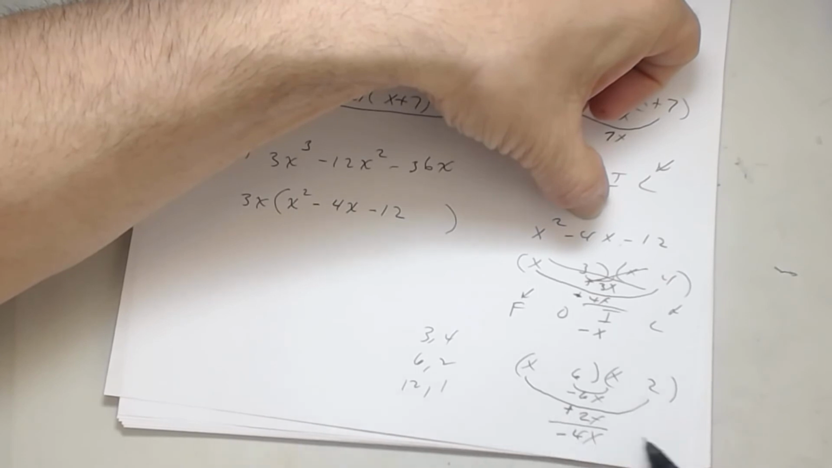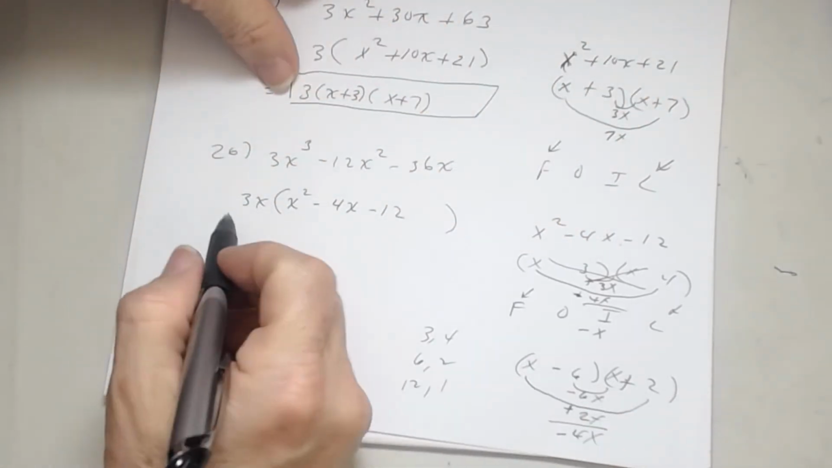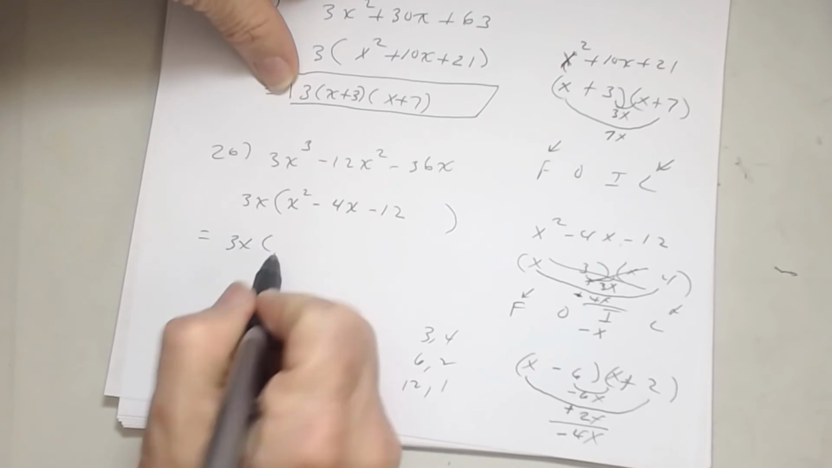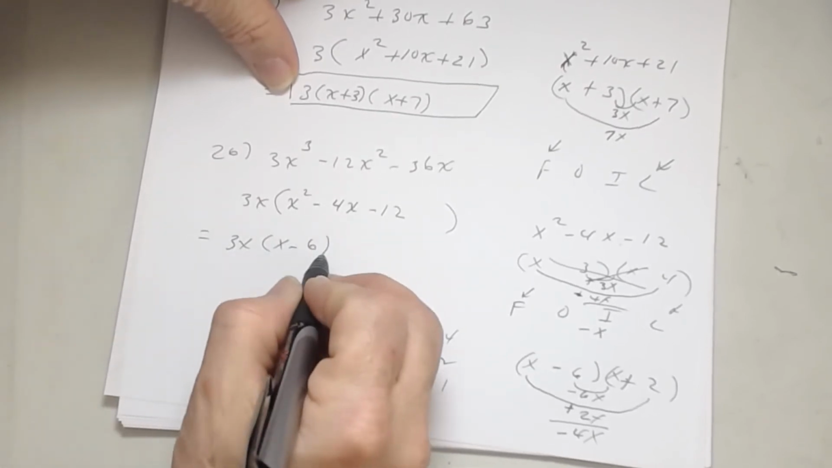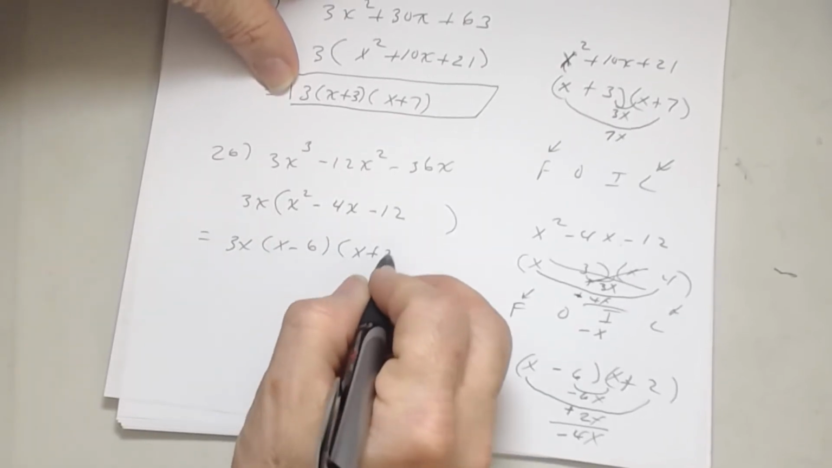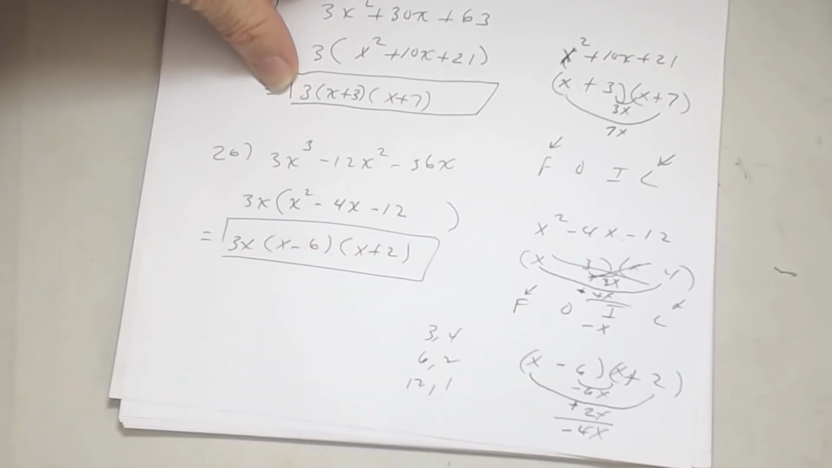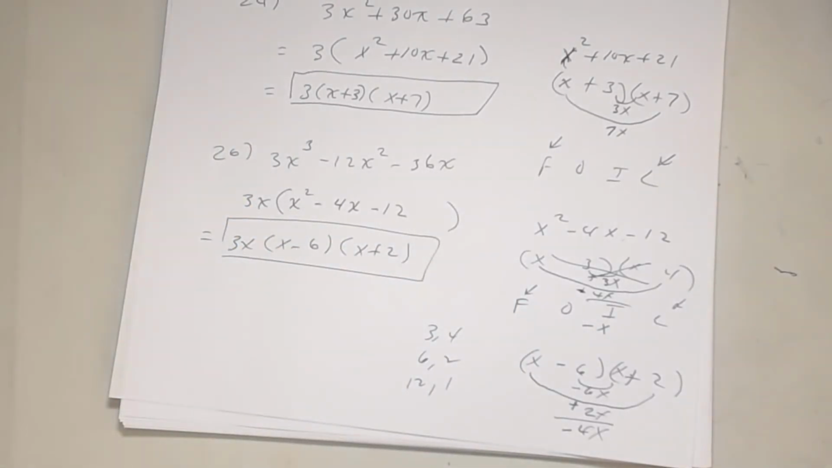So all I've got to do is fill in the signs. So this has to be positive, and this has to be negative. That's right. So 3x times x minus 6 times x plus 2. All right, so there's 26.